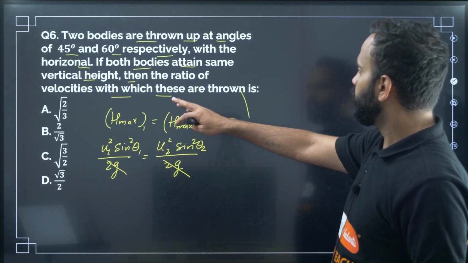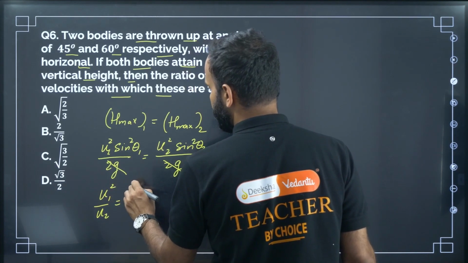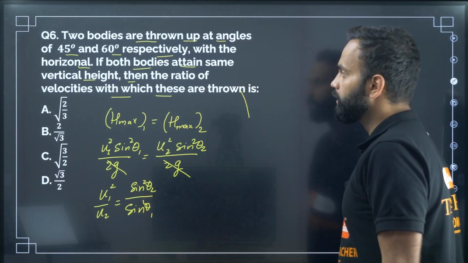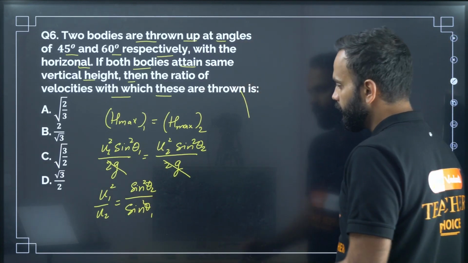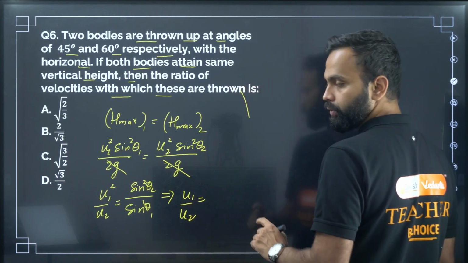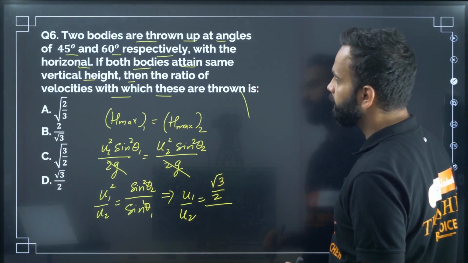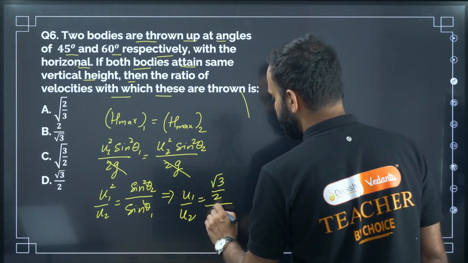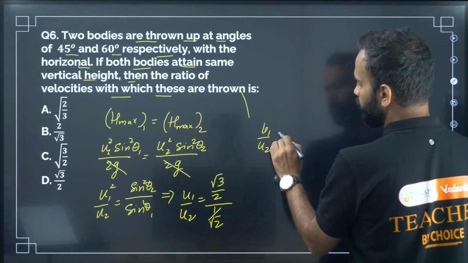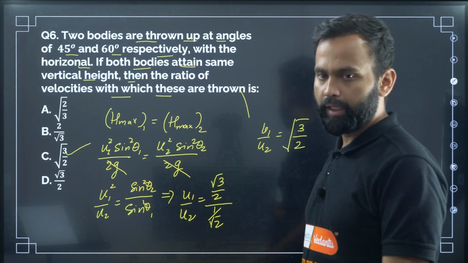What we need to find? We need to find the ratio of the velocities, right? That is u1 square divided by u2 square is equal to sin square theta 2 divided by sin square theta 1. What is the value of theta 2? 60 degrees. Theta 1 is 45 degrees, right? Now take square root on both sides. So u1 divided by u2 is equal to sin theta 2, sin 60 degrees, root 3 by 2, whole divided by sin theta 1, sin 45 degrees, 1 by root 2. So u1 divided by u2 is equal to, solve this, you will get root of 3 by 2. So the correct option is C.